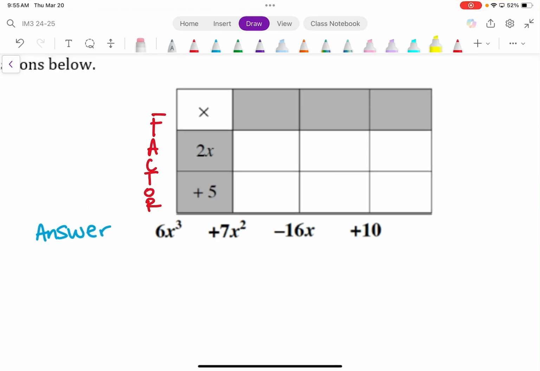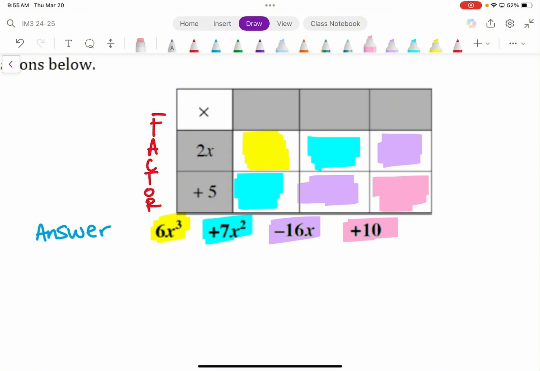Now, the placement of the boxes is as follows. Let me highlight it for you so you can see what we mean. All right. So yellow goes with the yellow box, blue goes with blue, pink with pink, purple with purple. So the very first term in your answer will go in the top left. All right, and that's all you need. You just need one term, and then everything else you can figure out on your own.